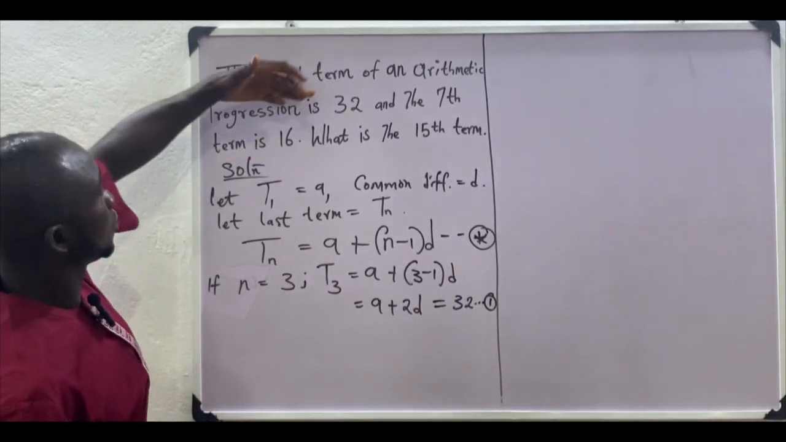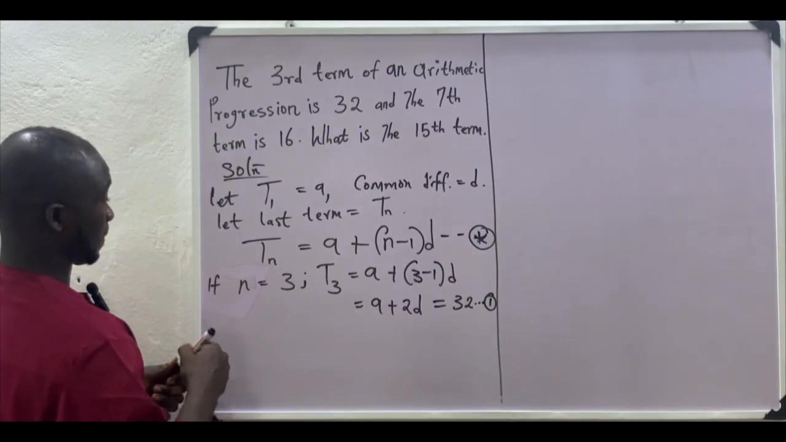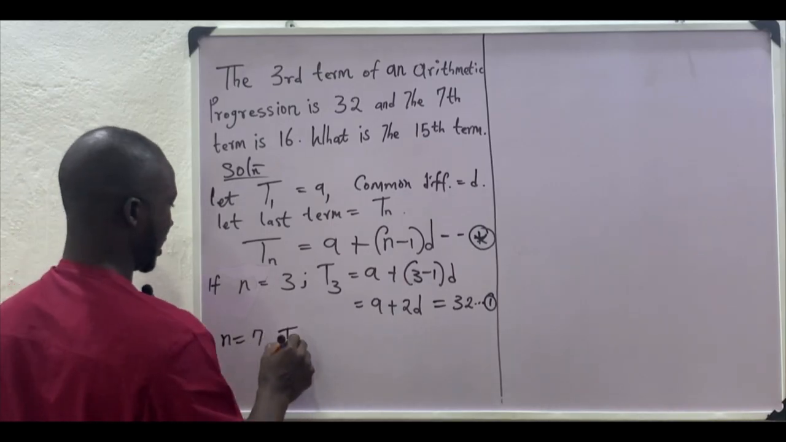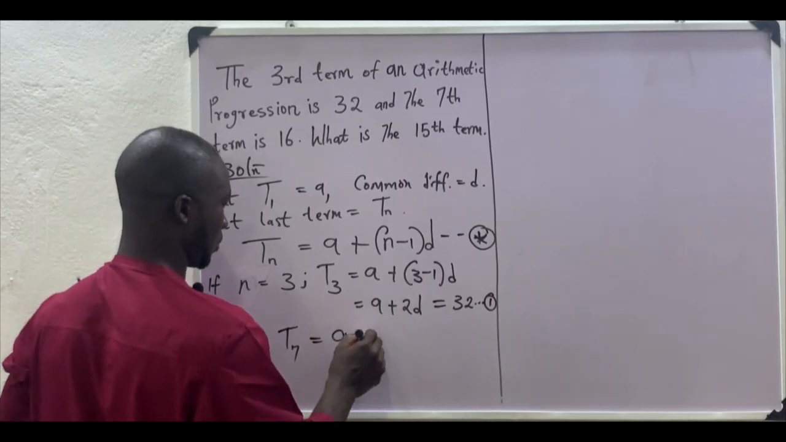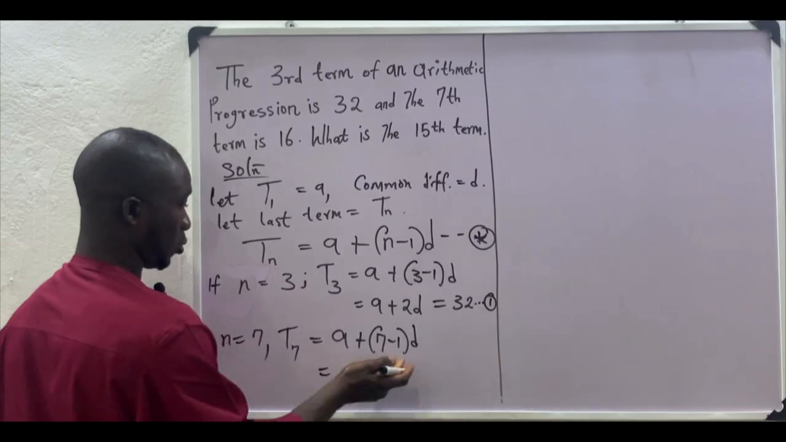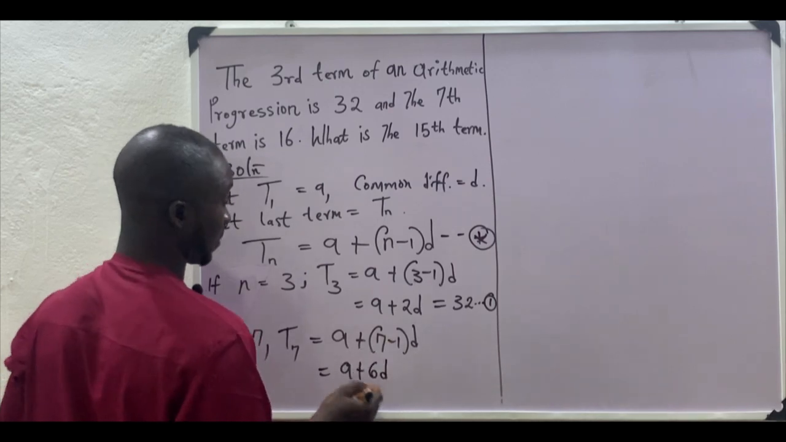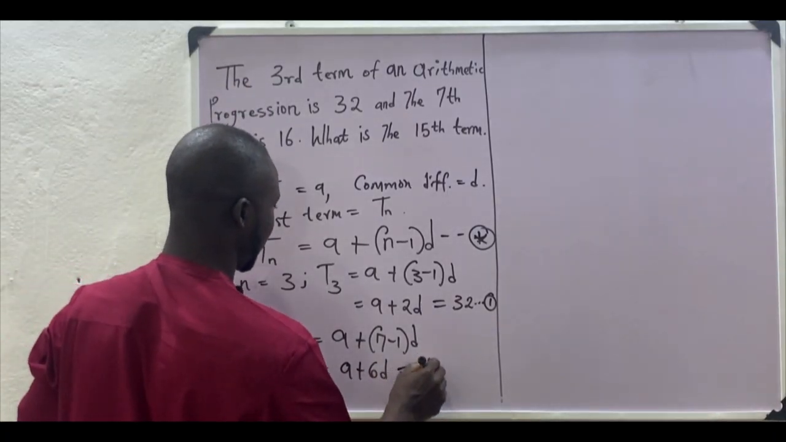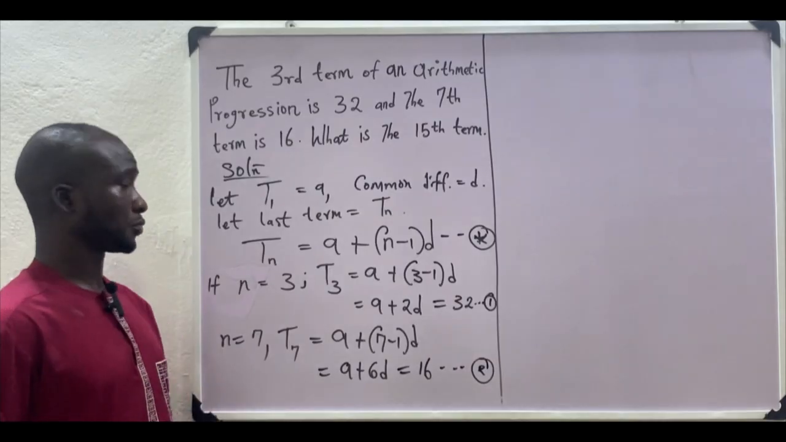The information here also shows that the seventh term of the sequence is 16. That is, if n is 7, then the seventh term, t7, will be given by a, the first term, plus 7 minus 1 times d, where d is the common difference. So we can simplify this to a plus 6d, that is 7 minus 1. From the information here, all this will give us 16. So we might assume that this becomes our equation 2.